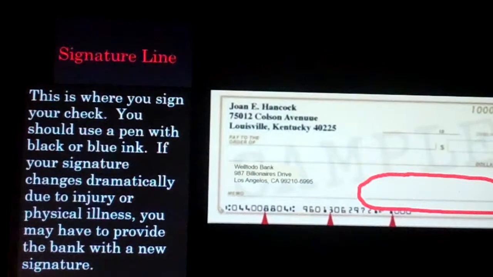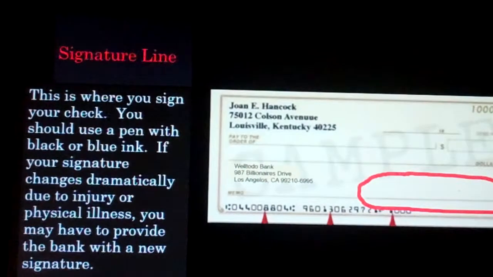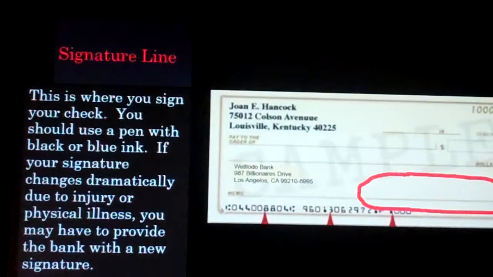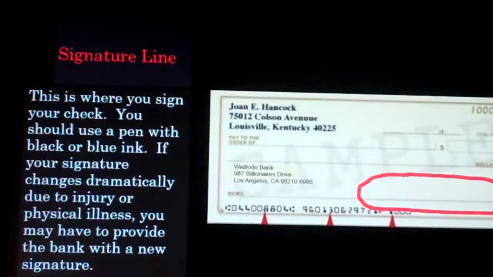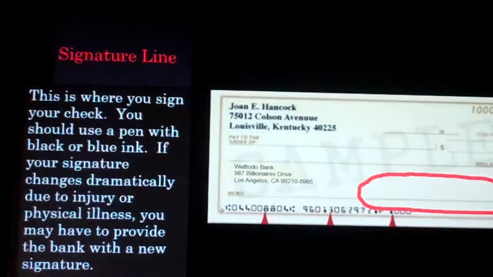Signature line. This is where you sign your check. You should use a pen with black or blue ink. If your signature changes dramatically due to injury or physical illness, you may have to provide the bank with a new signature.